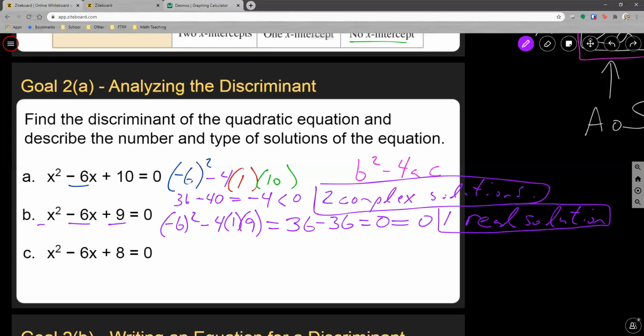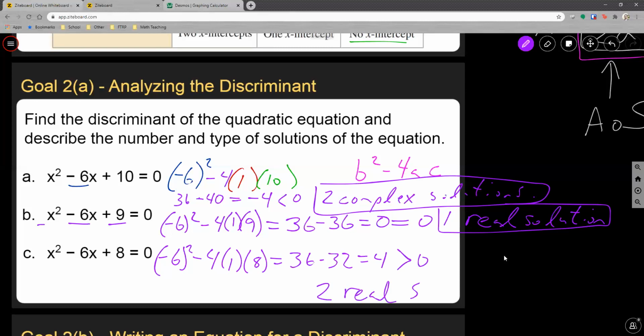Going too fast. Last one, b is -6 again, -6 squared minus 4 times 1 times 8. I'm sure you can guess what this is going to work out to. I have 36 minus 32, which is equal to 4. 4 is greater than 0. That's going to be two real solutions.